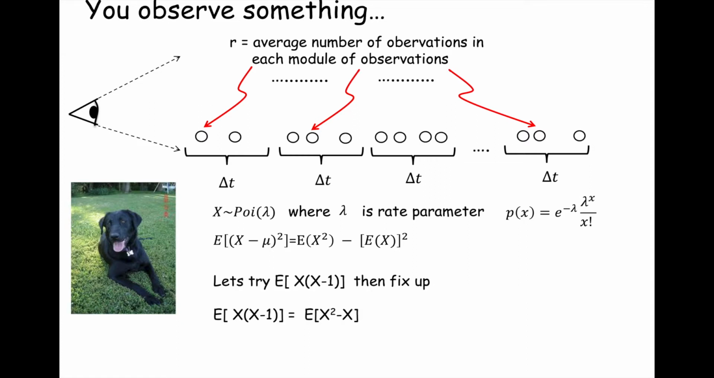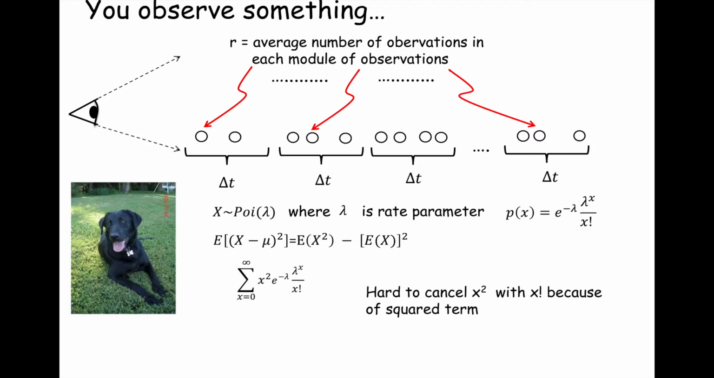So what we're going to do then is, instead of E of x squared, we're going to compute E of x times x minus 1 and then fix up the difference. And the reason why we're going to do it with this E of x times x minus 1 is because when we look at this expression, we see an x factorial, and we can get an x times x minus 1 there, right?